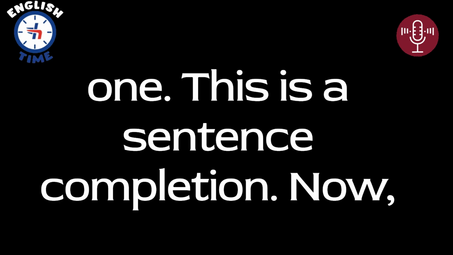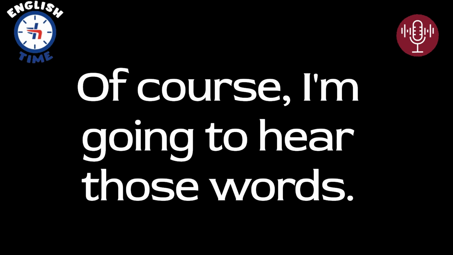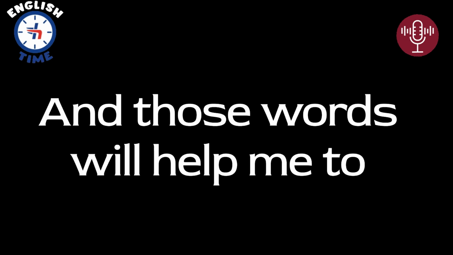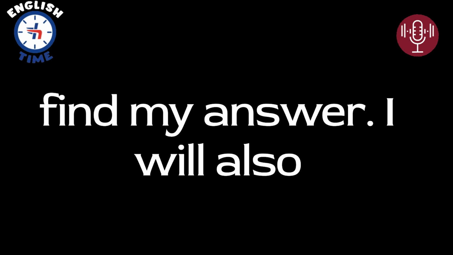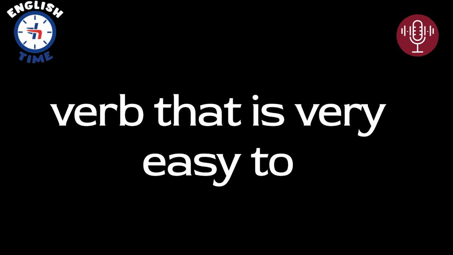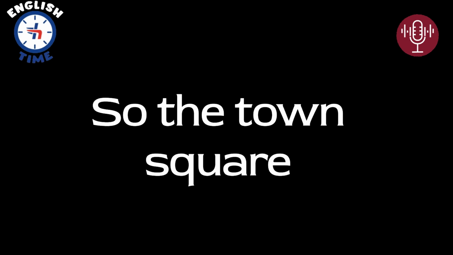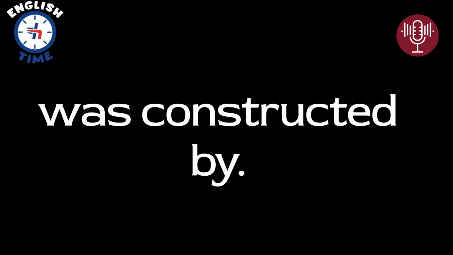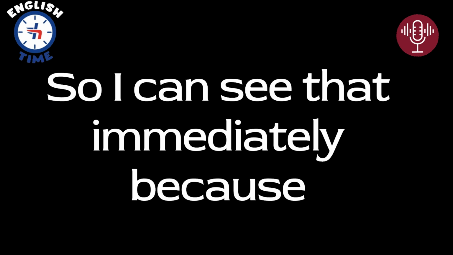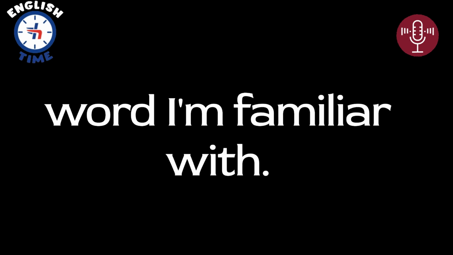Now let's have a look at this one. This is a sentence completion. Now the first thing I would do is I would underline this. The town square. Of course I'm going to hear those words, and those words will help me to find my answer. I will also pay attention that built is a verb that is very easy to paraphrase. For example, construct. So the town square was constructed by. So I can see that immediately because I've done lots of practice and it's a word I'm familiar with.